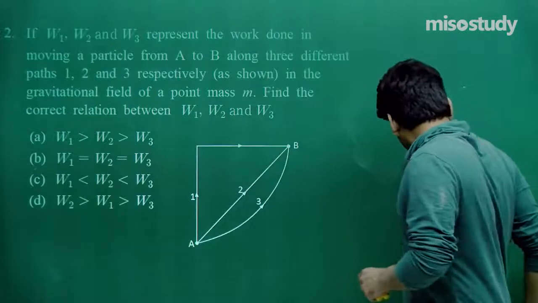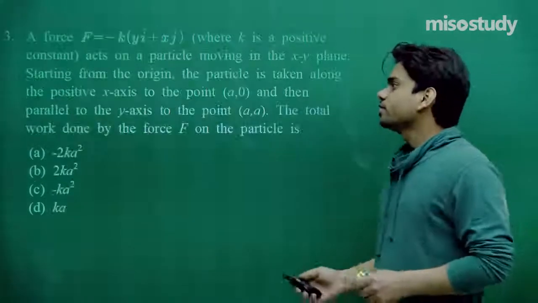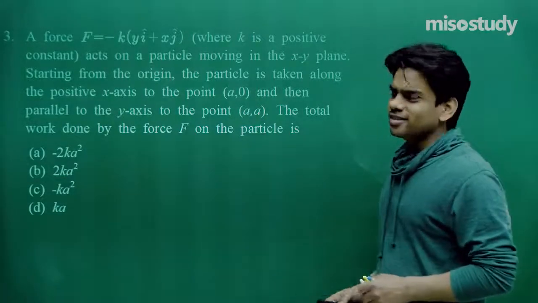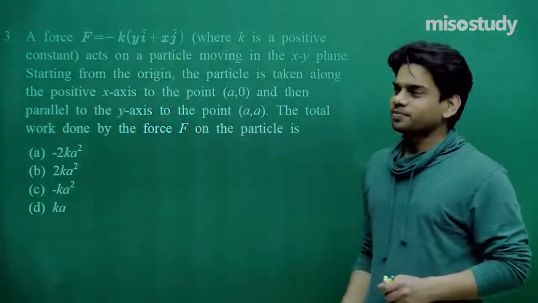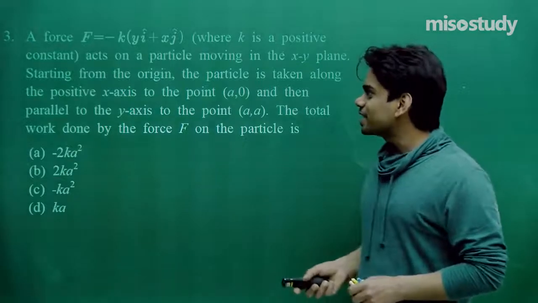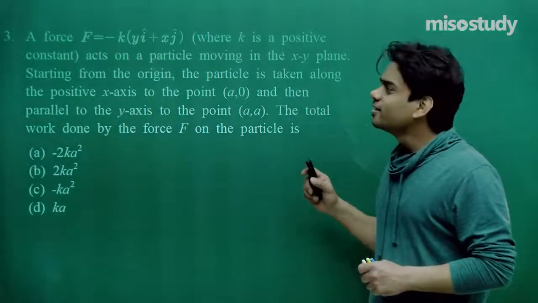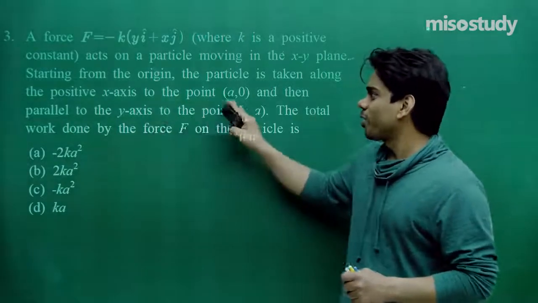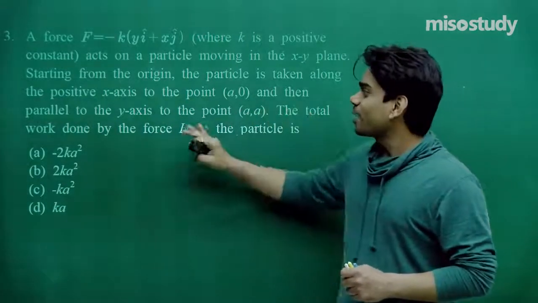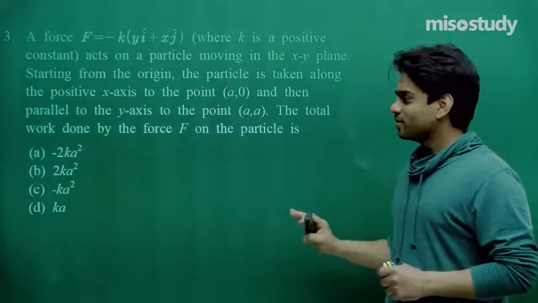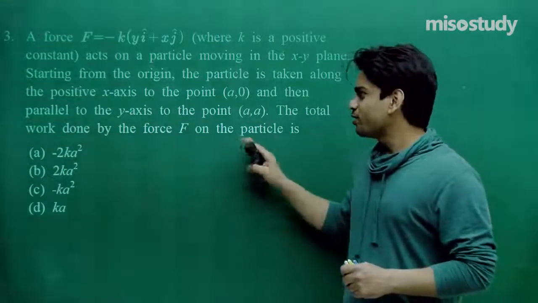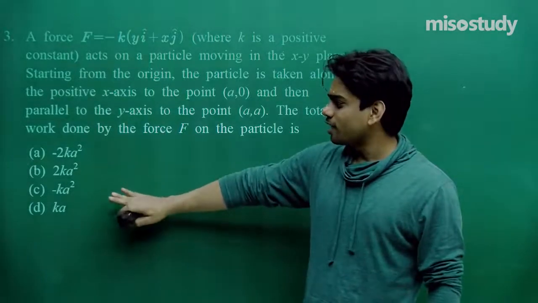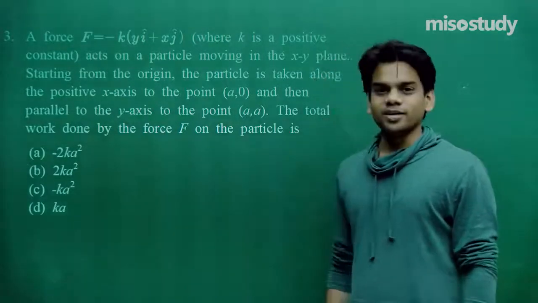Now the next question of the day, we have question number 3. A force capital F is equal to minus K (y i cap plus x j cap), where K is a positive constant, acts on a particle moving in the xy plane. Starting from the origin, the particle is taken along the positive x-axis to the point (a, 0), and then parallel to the y-axis to the point (a, a). The total work done by the force F on the particle is: option A, minus 2ka square; option B, 2ka square; C, minus ka square; D, ka.